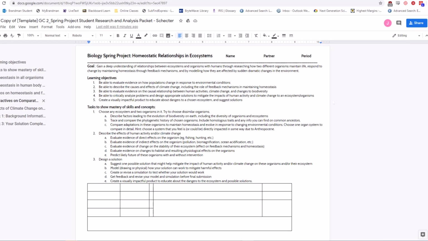Alright class, so really quickly we're going to talk about your spring project. So the Biology Spring Project, we're looking at balance and homeostatic relationships in an ecosystem. So these are your learning objectives, your goals, tasks to show your mastery of skills and concepts.